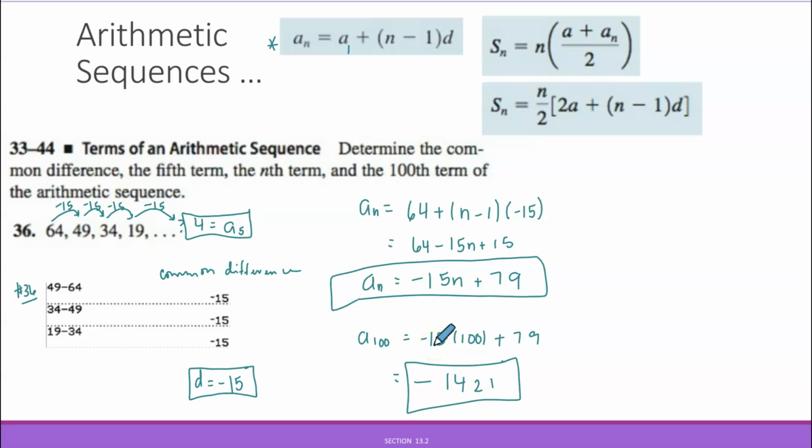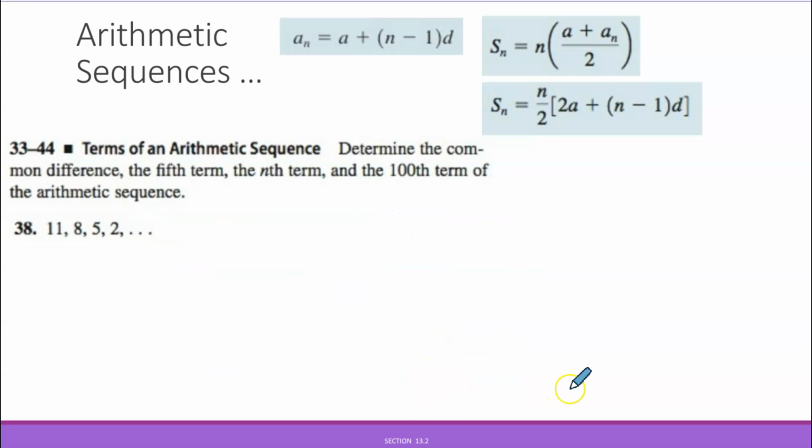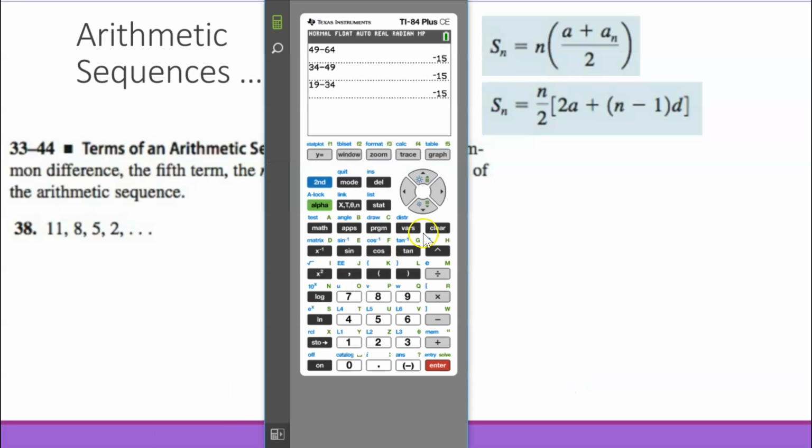Okay, let's look at our next example. Determine the common difference, 5th term, nth term, and 100th term for the arithmetic sequence. Okay, let's get working. We're going to take a right number, 8. The number to the left of it is 11, so we're going to subtract those. 5 minus the number to the left of it, 2 minus the number to the left of it, and we see that we have a common difference of negative 3.